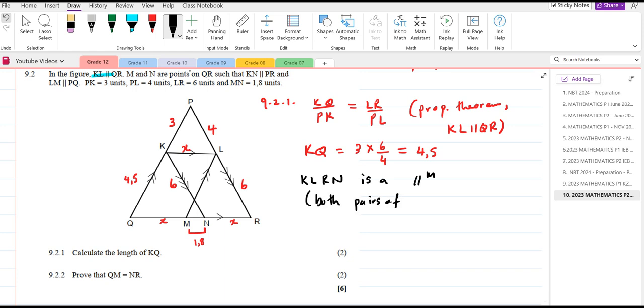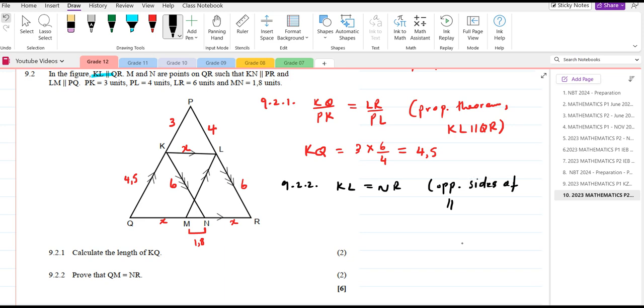We can already see that it is a parallelogram, right? So let's take this out. 9.2.2. So what we're going to say is KL is equal to NR. We're going to write opposite sides of a parallelogram. Which parallelogram are we looking at? KLRN. Okay. And then remember we made that equal to X, so it's fine. You can make it equal to X.